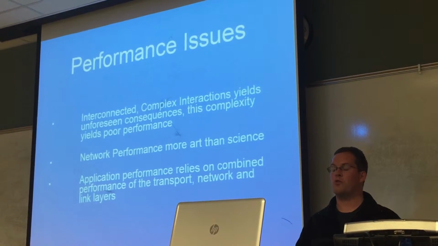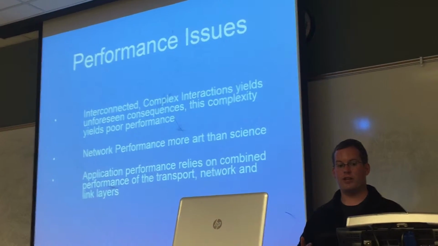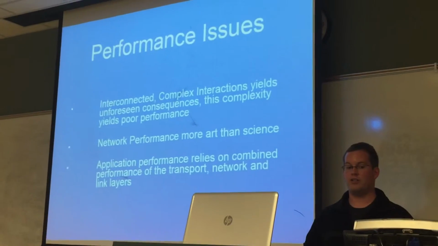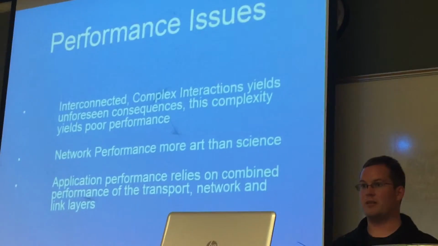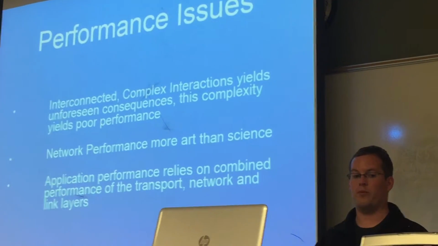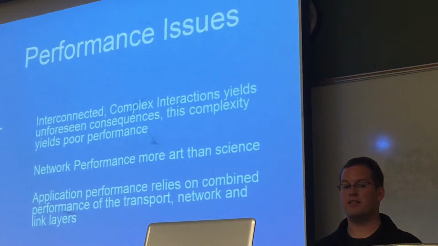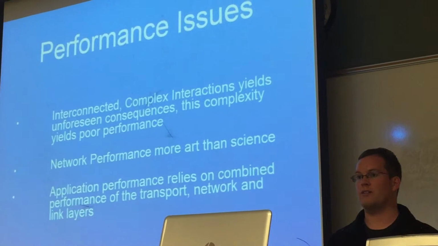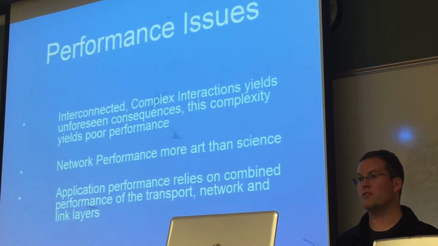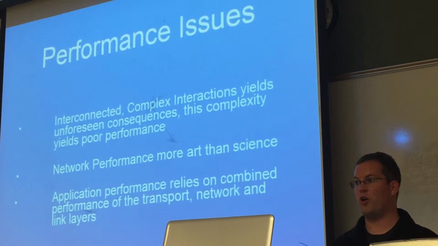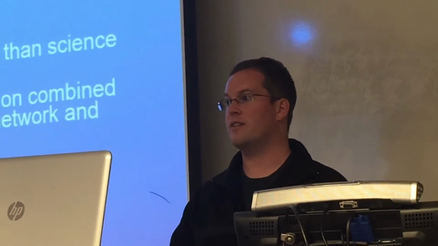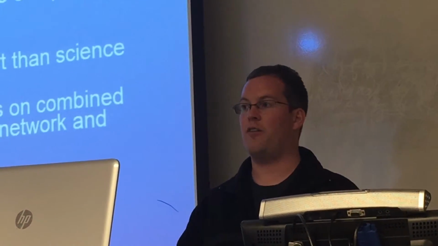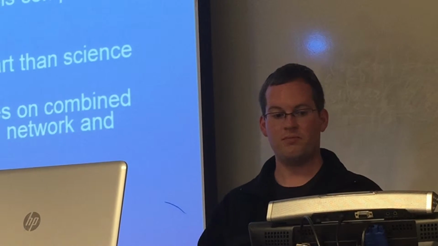Also, for network performance issues, when you start yielding interconnected complex interactions, you start having unforeseen consequences. So basically, complexity yields poor performance. In many cases, they say network performance is more an art than a science. You have to account for all the hosts, not just the line speed between everything, but all the hosts, all the routers, all the peripheral devices that are on your network, because that's going to affect your top speed.